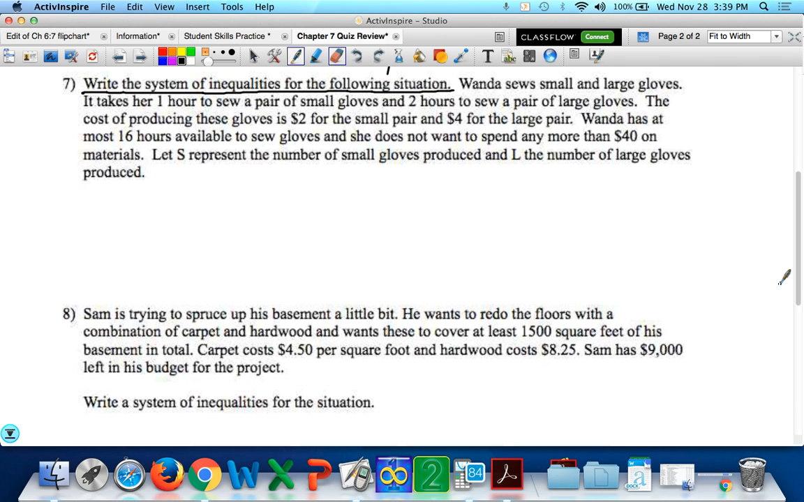On number 7, you simply have to write out the system of inequalities, okay? Do not bother working it out. You don't need to find a solution. That's the next problem. Follow directions.